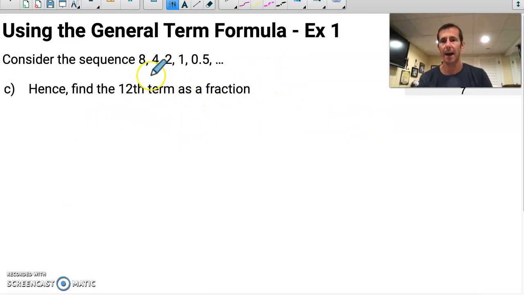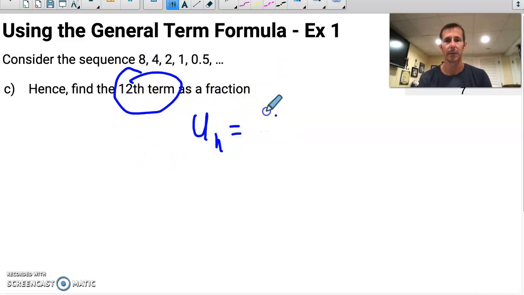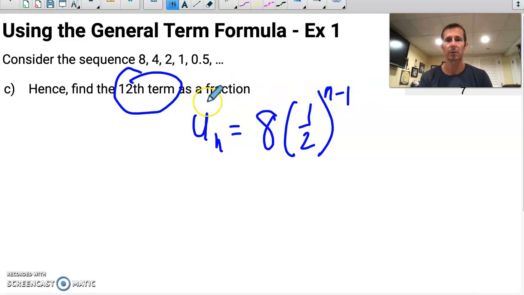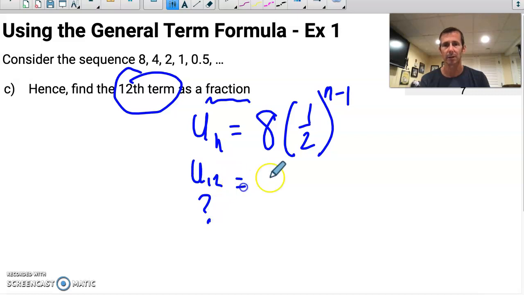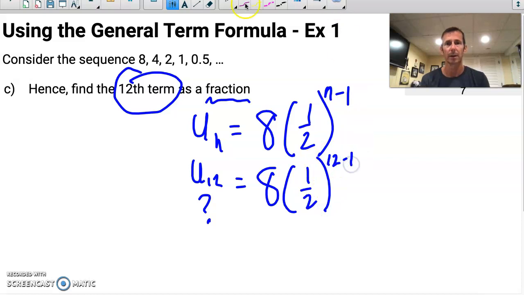And now to find the actual 12th term, I'm going to go back to the formula I just did, which is 8 times 1/2 to the n-1. Notice they're asking for a fraction. So good news. If I want the 12th term, that's my question, and that's going to equal 8 times 1/2 to the 12 minus 1. But I don't even need to write that because I already know that is 11. So if n is 12, I'm going to do some mental math.